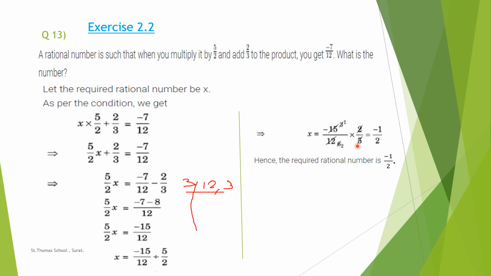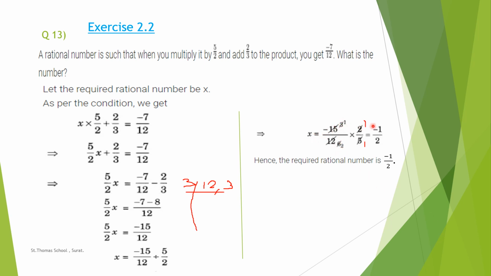Now we can cut both. 5 ones are 5, 5 threes are 15. Clear? Now 2 ones are 2 and 2 sixes are 12. Again 3 ones are 3 and 3 twos are 6. Is it clear? Once again, cut yourself here. 5 ones are 5 and here 5 threes are 15. Now cut here 2. 2 ones are 2 and 2 sixes are 12. Now again 3 ones are 3 and 3 twos are 6. It's clear? Now multiply yourself.